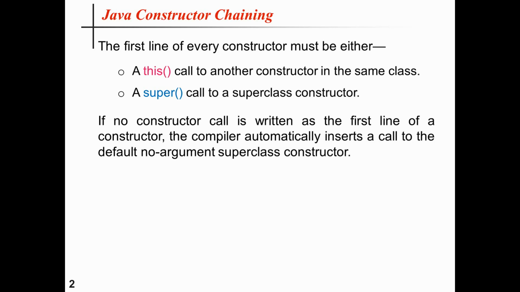So the thing is that the first line of every constructor can be this call to another constructor in the same class or a super call to a superclass constructor. If no constructor call is written as the first line of a constructor, the compiler will automatically insert a call to the default no argument superclass constructor. So that is the rule to be applied for Java constructor chaining.